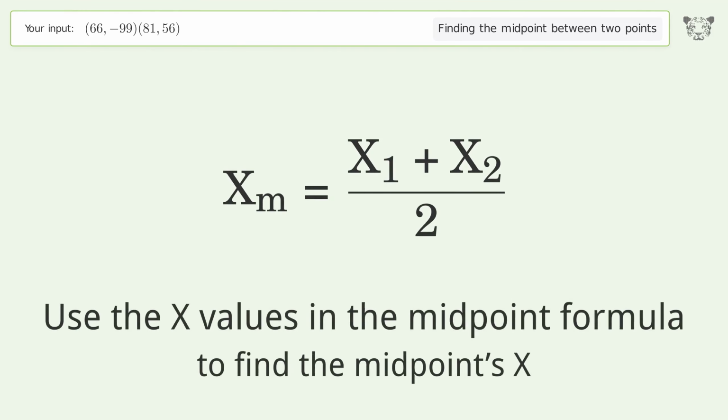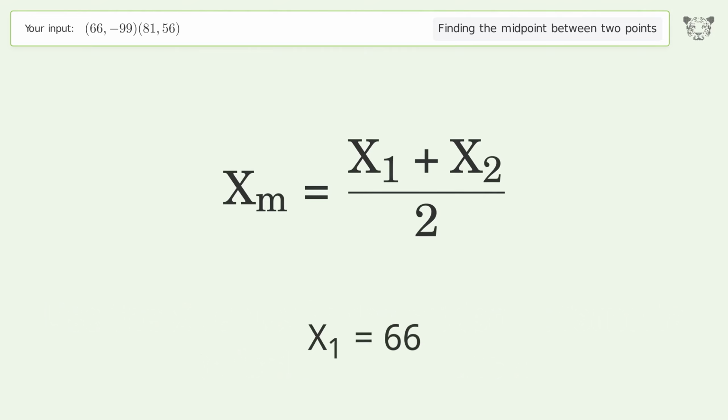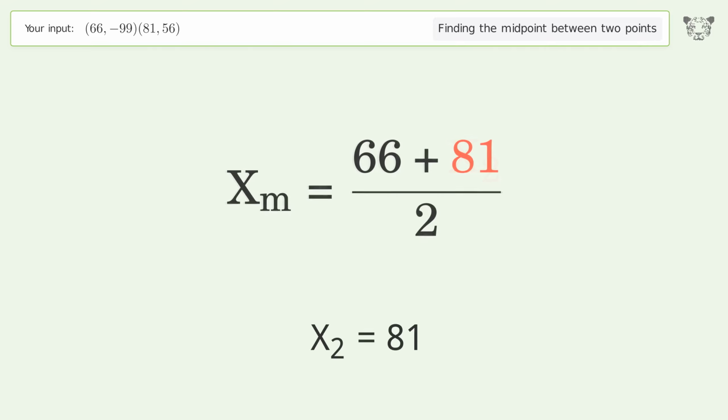Use the x values in the midpoint formula to find the midpoint's x. x1 equals 66. x2 equals 81. Simplify the arithmetic.